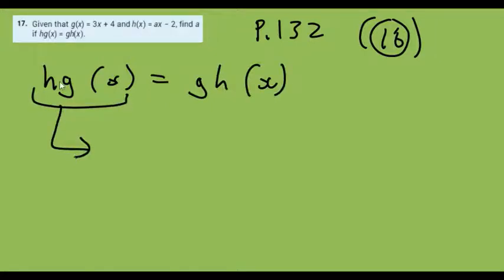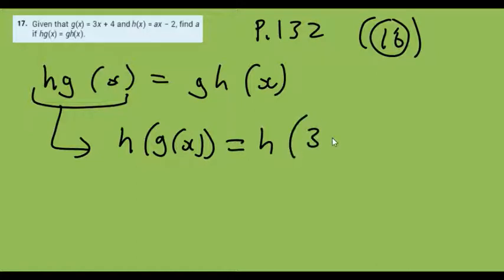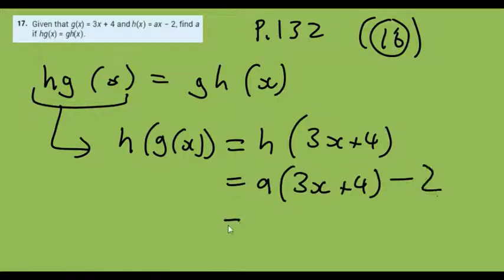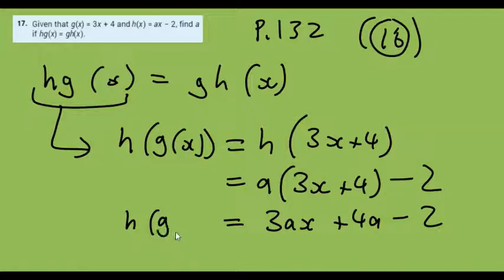I'm going to find this one first. What is hg of x? It's the same as h of g of x, obviously, which is the same as h of 3x plus 4. I've replaced g of x with 3x plus 4. If I'm subbing 3x plus 4 into h, h is a times x minus 2. So h of 3x plus 4 is going to be a times 3x plus 4 minus 2, which is equal to 3ax plus 4a minus 2. And that's my hg of x. So that's that one done.